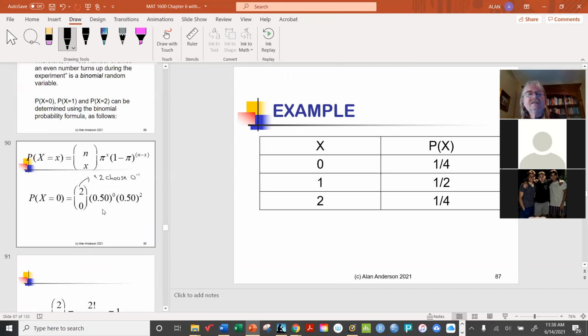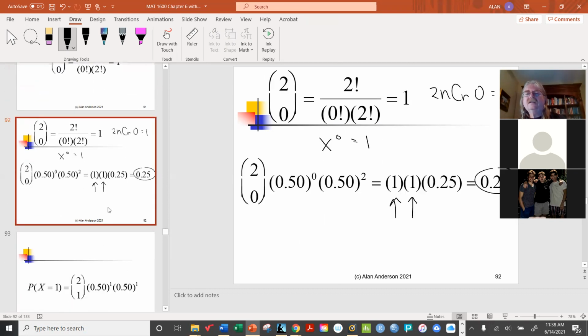Excellent. All right, so we plugged in all the numbers and we end up with the correct probability of 0.25. So we're proud of ourselves right now that we did this correctly.